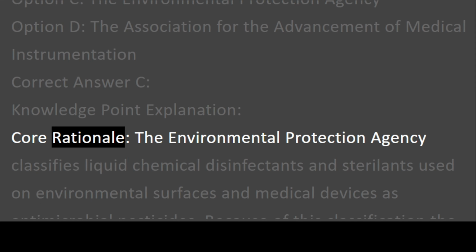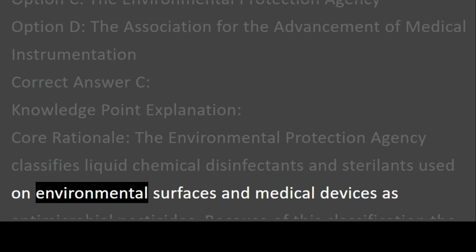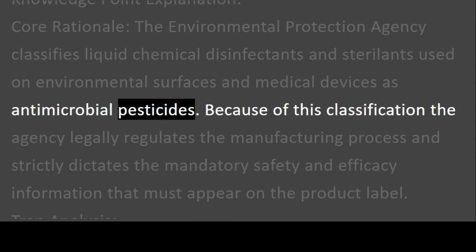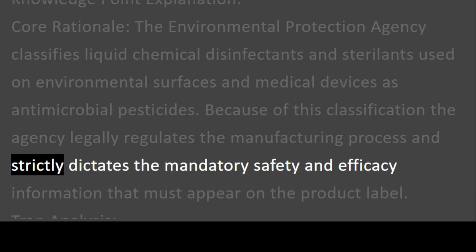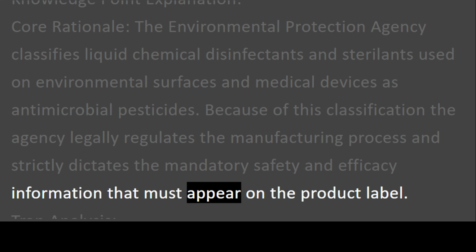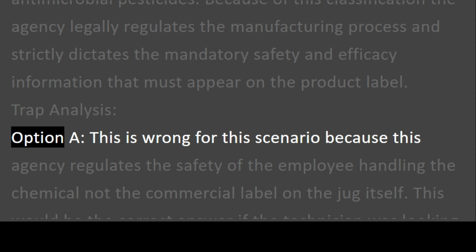Core rationale. The Environmental Protection Agency classifies liquid chemical disinfectants and sterilants used on environmental surfaces and medical devices as antimicrobial pesticides. Because of this classification, the agency legally regulates the manufacturing process and strictly dictates the mandatory safety and efficacy information that must appear on the product label. Trap analysis. Option A.